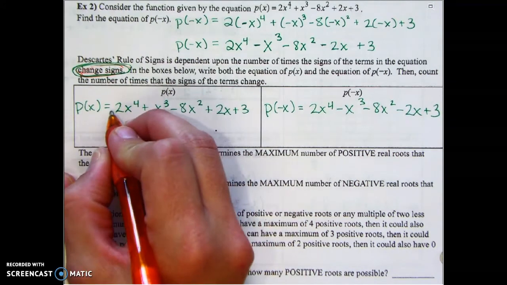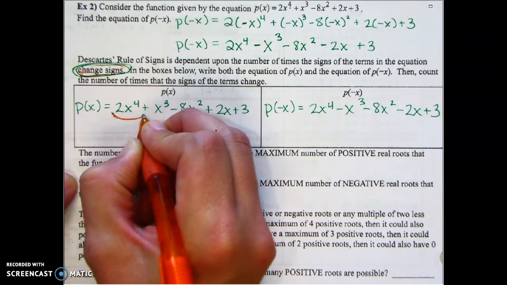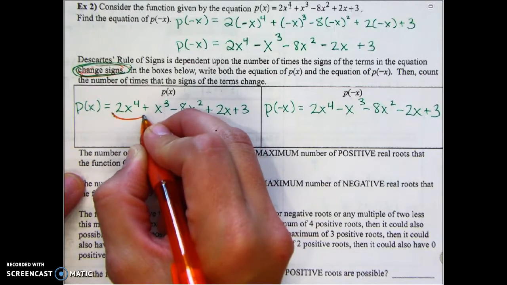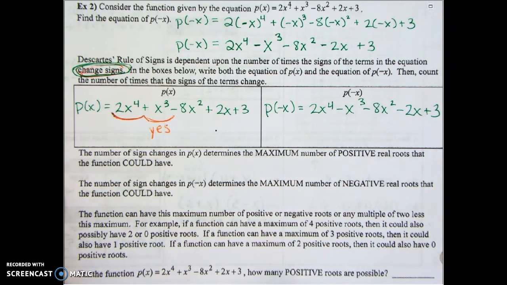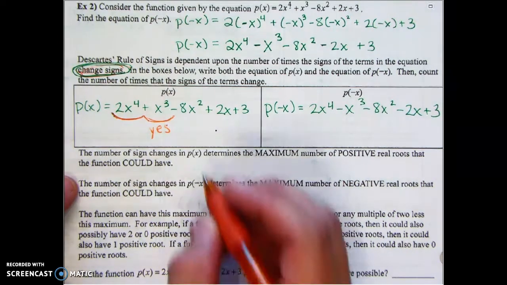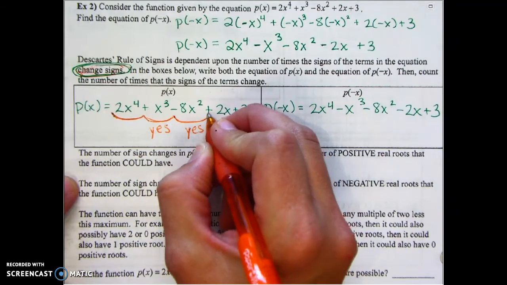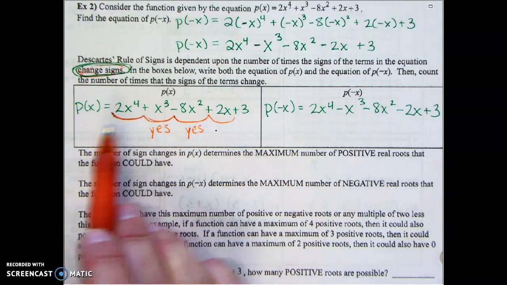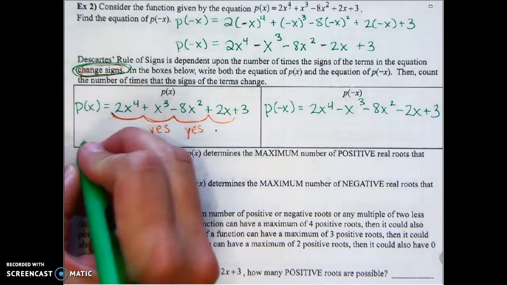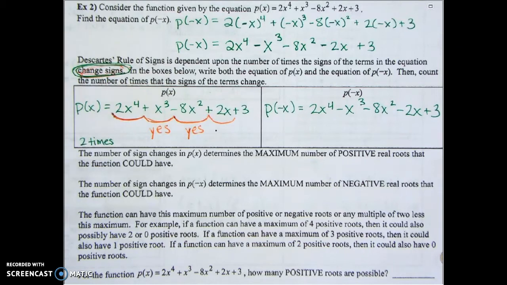So, what does it start off as? Positive. Does it change? Here, we're going to make little waves. Positive to positive. Does that change? No. Positive to negative. Let's write yes. It changes right there. Yes. Then we go from negative to positive. Is that a change? Yes. Then positive to positive. Is that a change? No. So how many times does this change signs? Twice. Good. So 2 sign changes.